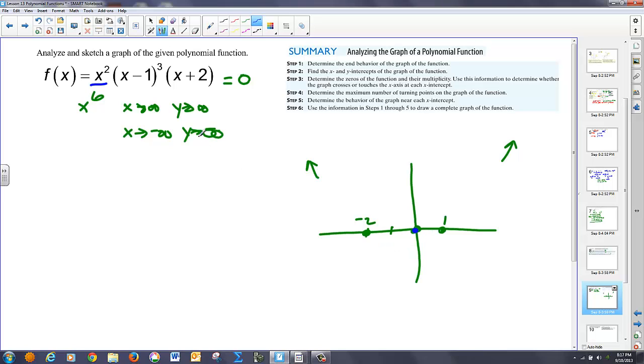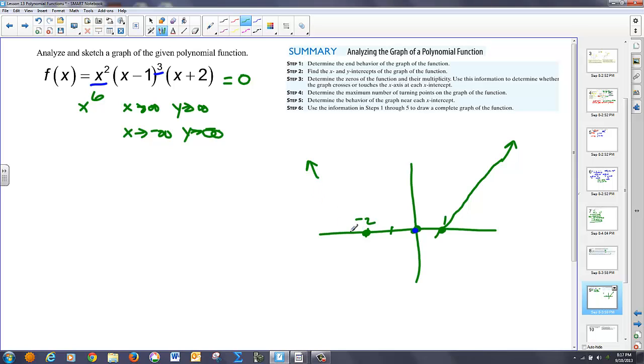I know it's going to cross the axis at 1 because I have a multiplicity of 3, and cross the axis at 2. Now notice what I get from that. If it's crossing the axis and never coming back to the axis again, I know then that from 1 it has to finish high because of my end behavior. So it's going to look something like this, across the axis.